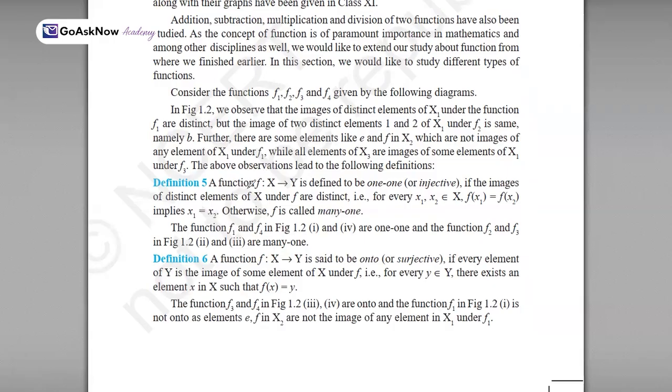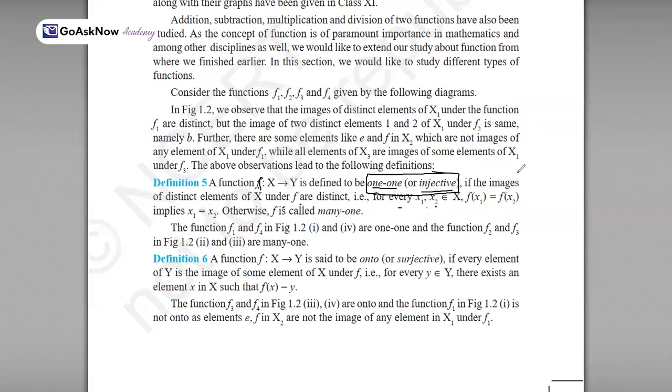It is written here: a function f from X to Y, meaning from some set X to some set Y, is defined as one-one or injective. You have to remember the names; two names are there, one-one and injective. The images of distinct elements of X under f are distinct. That is, for every x1, x2 belonging to X, f(x1) = f(x2) implies x1 = x2. Otherwise, f is called many-one.